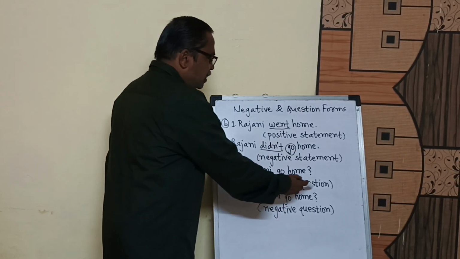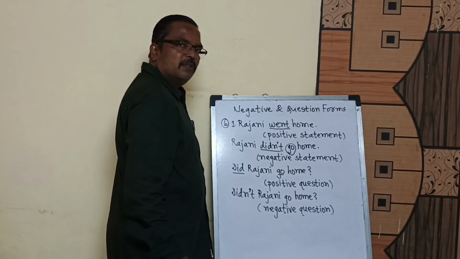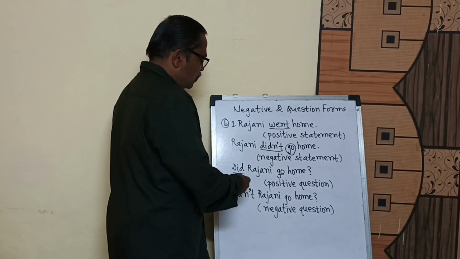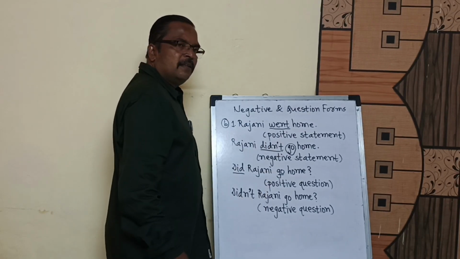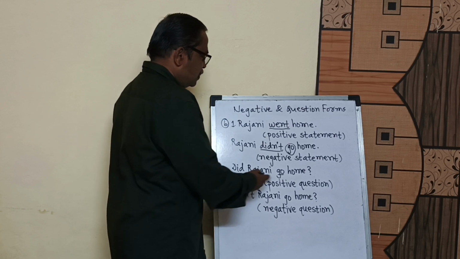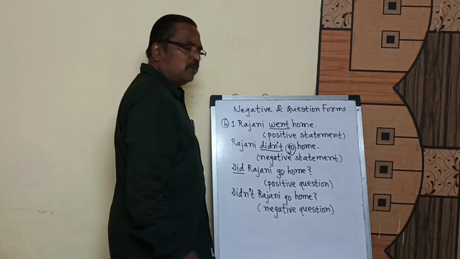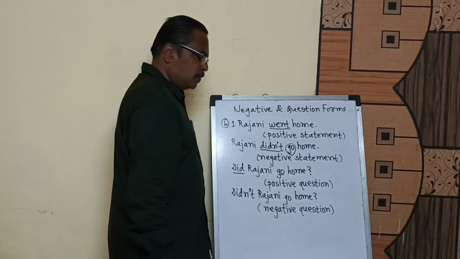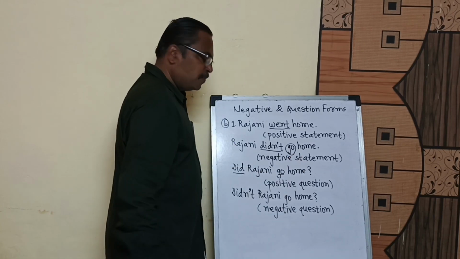In the same way, in the positive question, we have made use of the to do verb form, that is did, as the sentence is in simple past tense. Afterwards, we have taken the first form of the verb, that is go. Then the sentence is: Did Rajni go home?